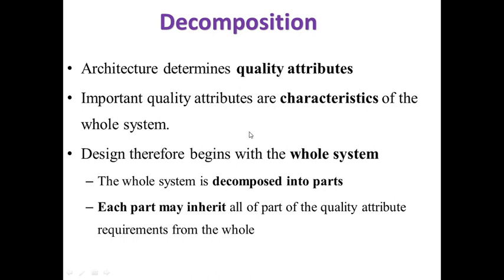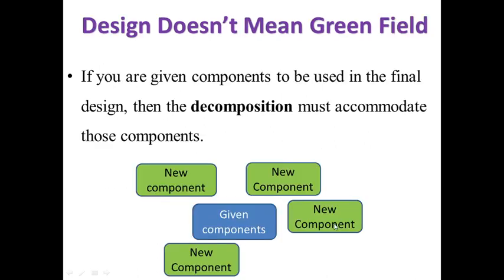So these quality attributes will characterize the whole system. The whole system is going to be decomposed into parts, and one or more parts may inherit from the other parts to combine into a whole system. Clear? This is called decomposition.